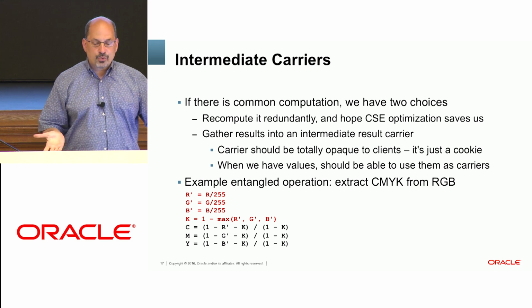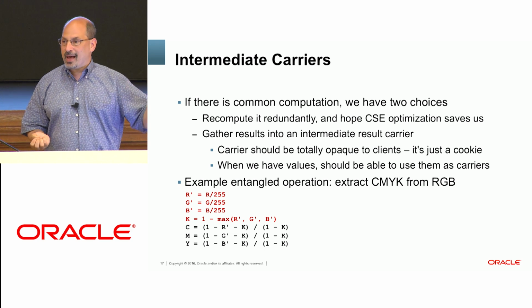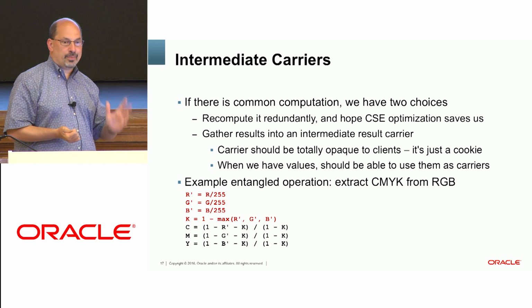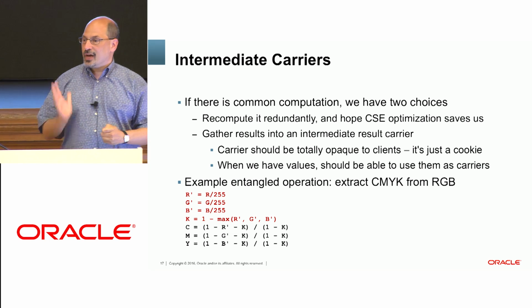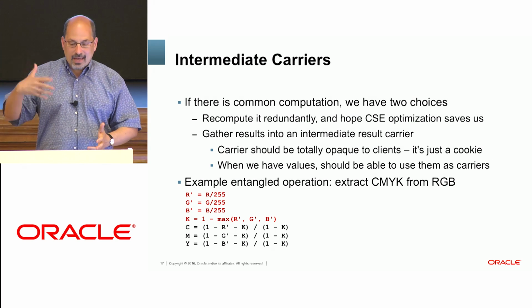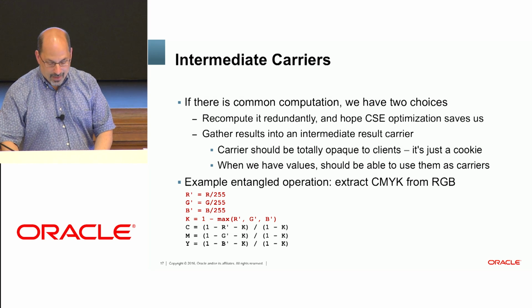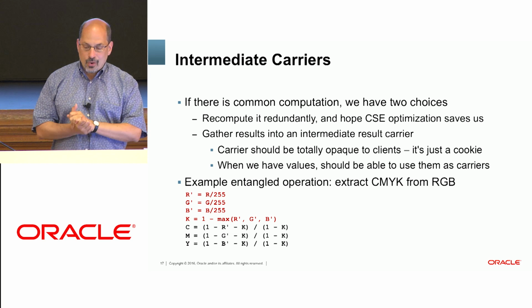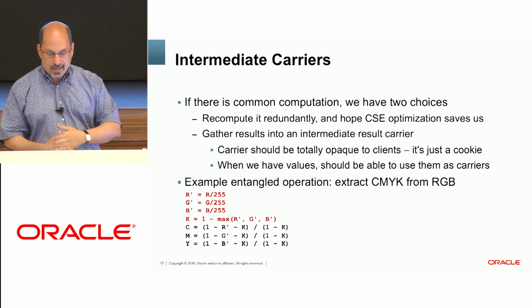So we have a couple choices. We could say, well, forget about that. Let's just recompute these things redundantly and hope that most of the time common subexpression elimination saves us from ourselves, and that might actually work. Or we could say we're going to gather intermediate results into a carrier and then pass that on to the next method handle.